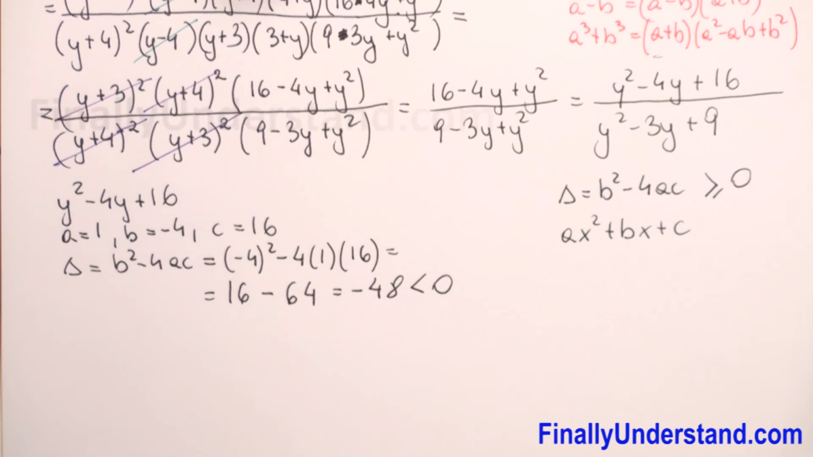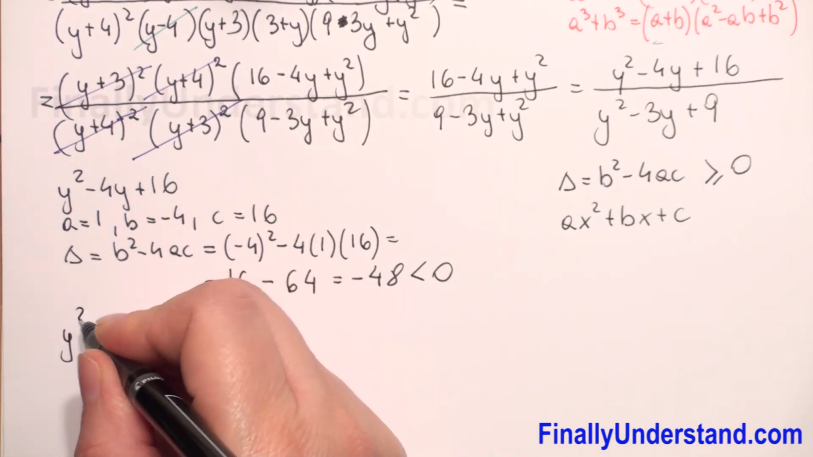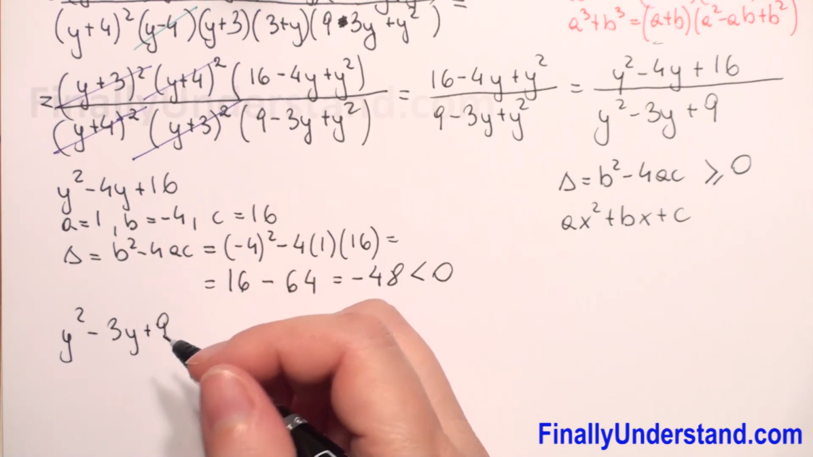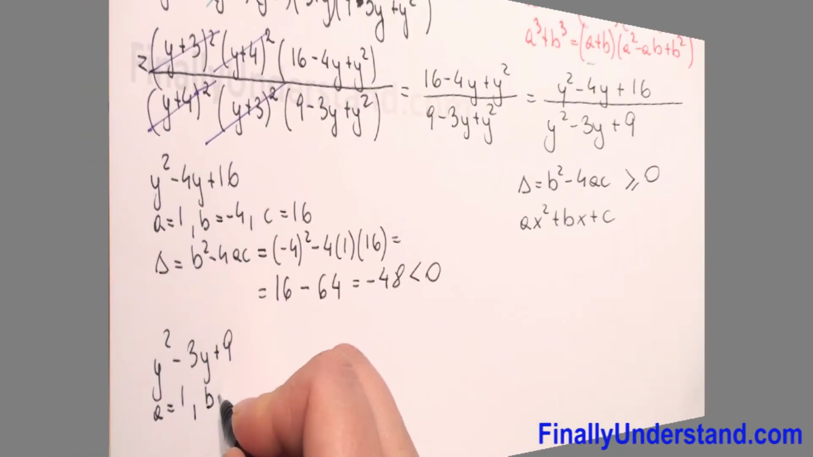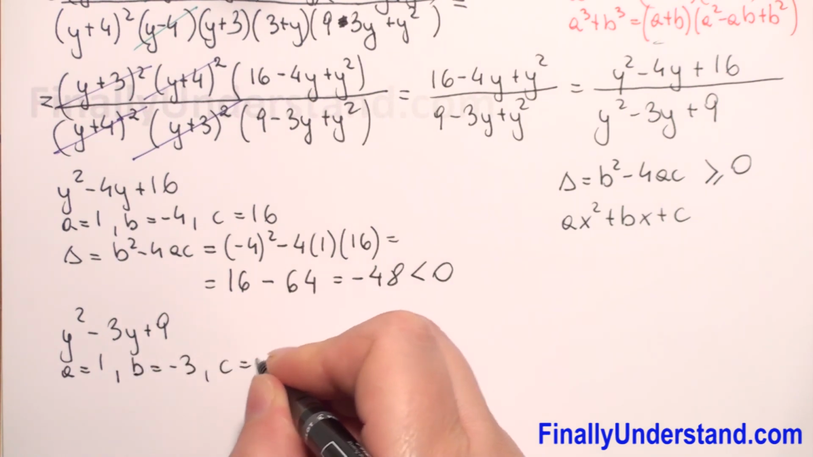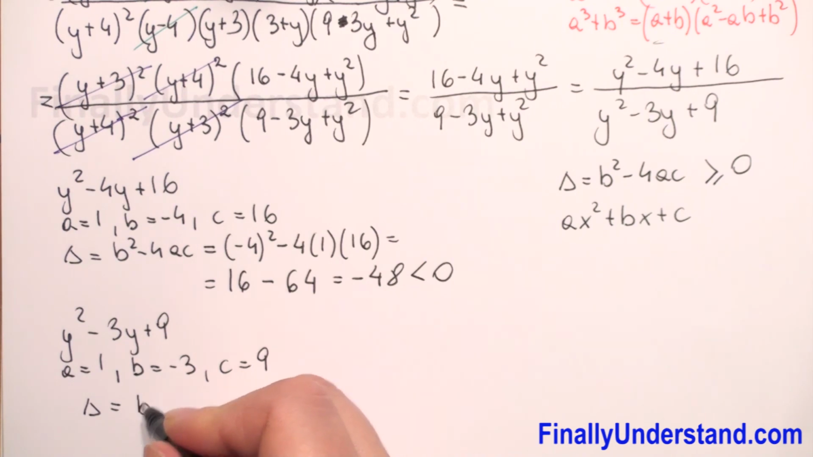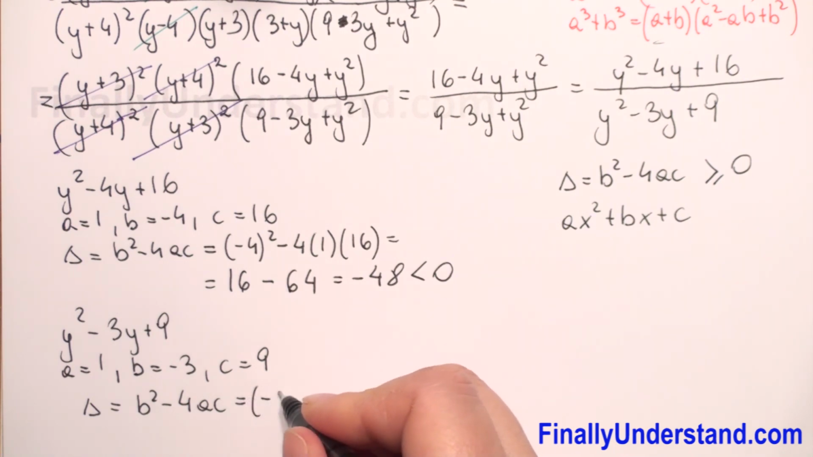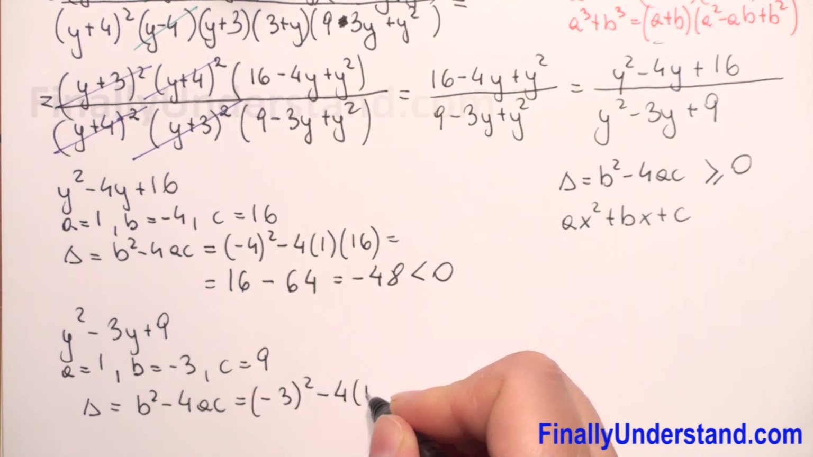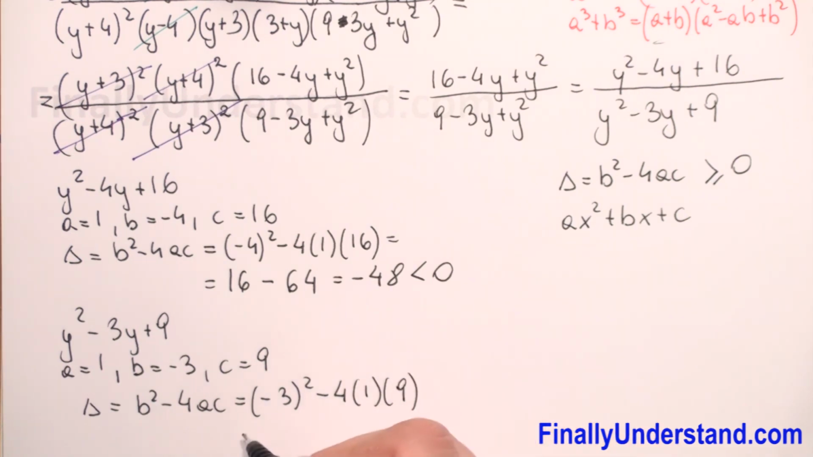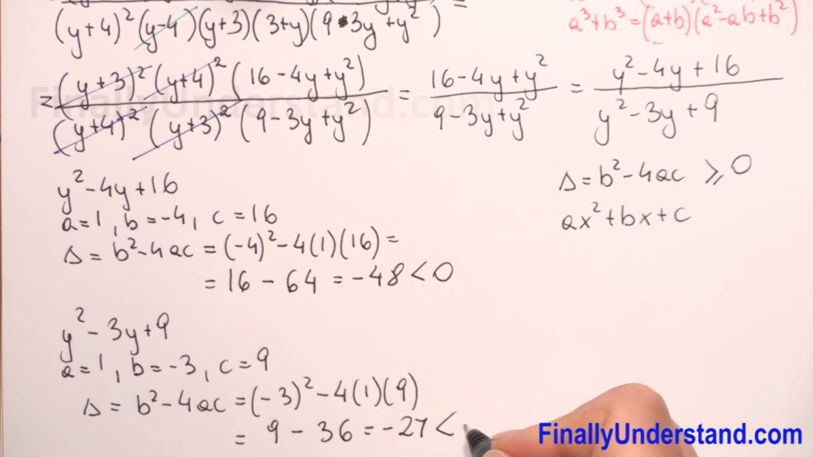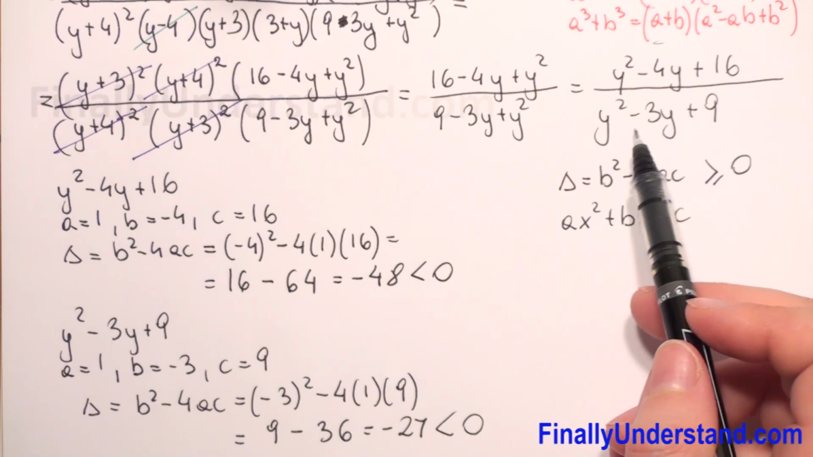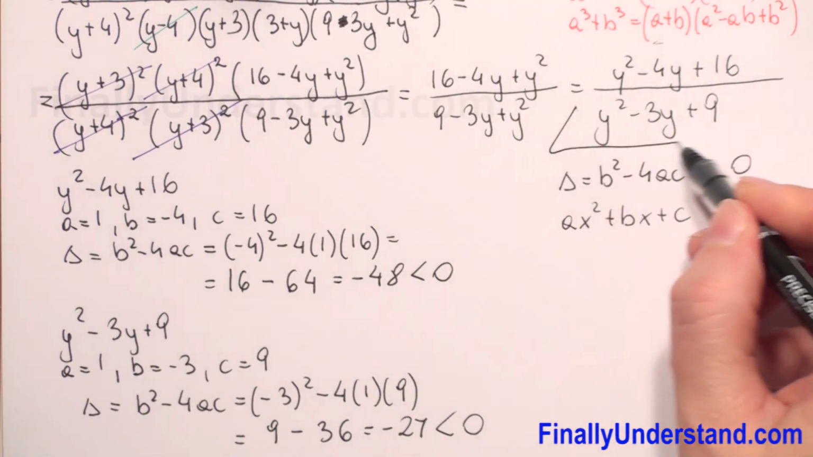The same we can do with the denominator, we can check. Let me copy this formula. We have y squared minus 3y plus 9. So a is equal to 1, b is the coefficient before y, so it's negative 3, and c is the constant 9. So delta is equal to b squared minus 4ac. This is the formula. So we have b squared, so negative 3 to second power minus 4 times 1 times 9. So this is equal to negative 3 to second power, so this is 9, minus 4 times 9 is 36, so this is equal to negative 27, is less than 0. So it means that the denominator we cannot factorize too. So this is my solution.